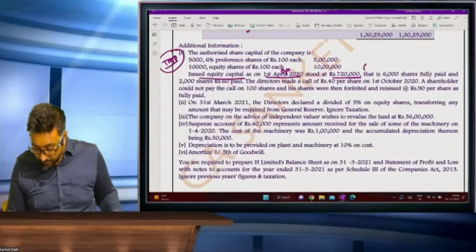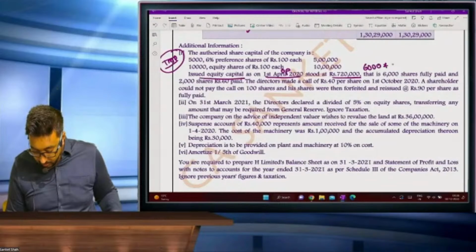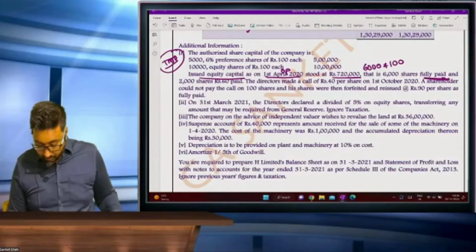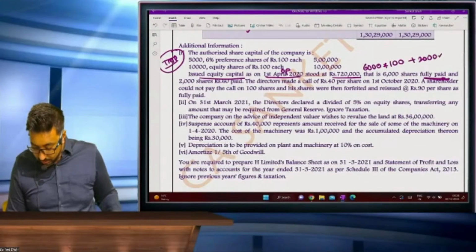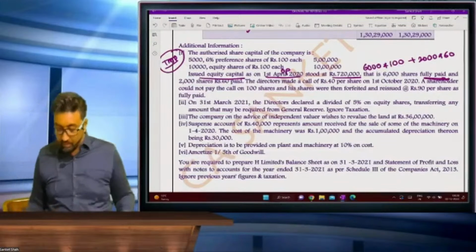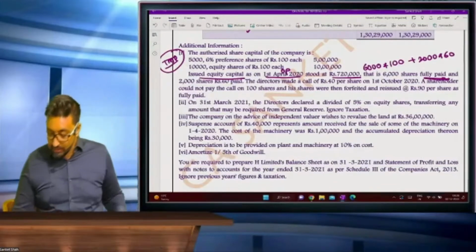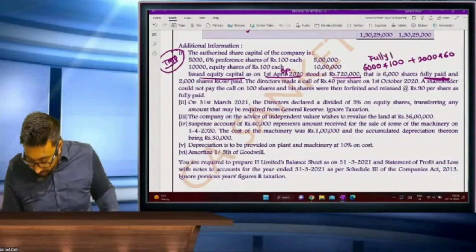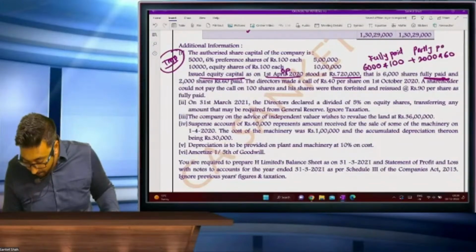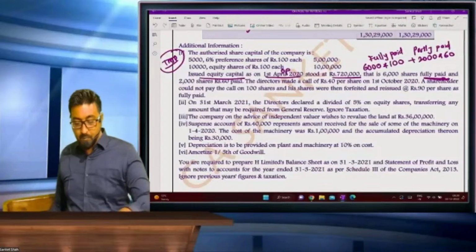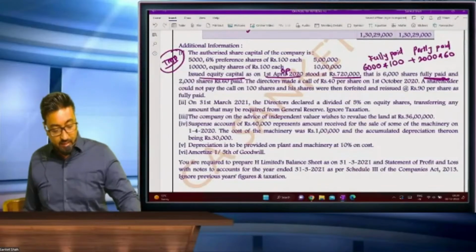6,000 into 100 each, fully paid, and 2,000 into 60. Okay. So this is fully paid and this is partly paid. Fully paid and partly paid.